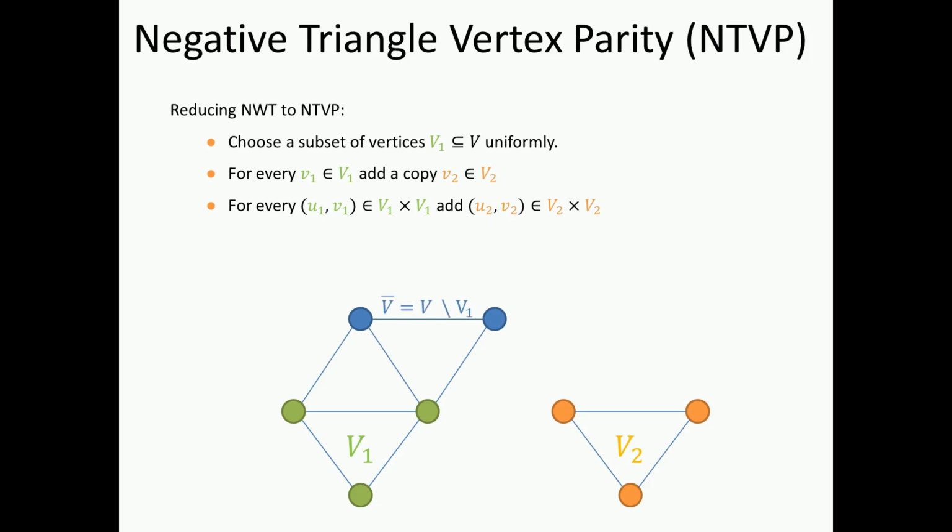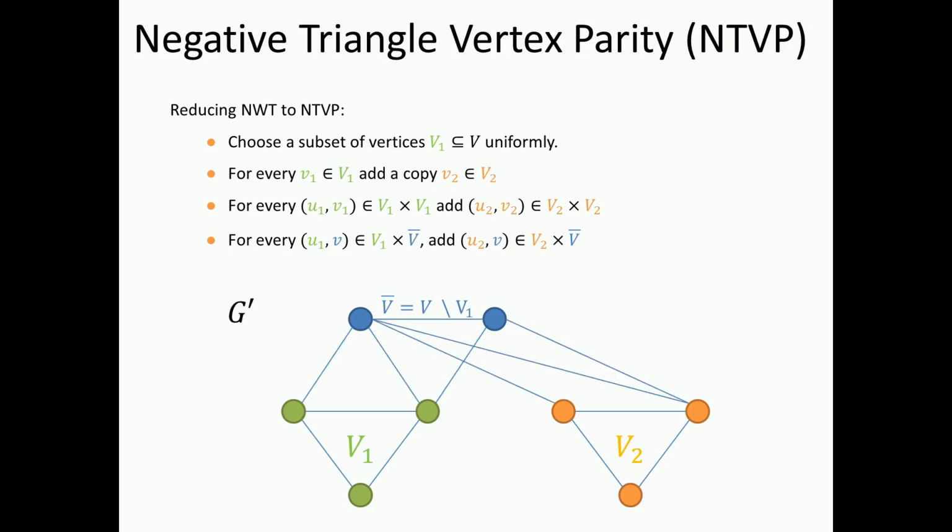Next, we define V complement to be all the vertices in the original graph that are not in V1, and we mark them in blue. Then for every edge U1V, we add the edge U2V, where U1 is in V1, U2 is the copy of U1 and V is in V complement. So here we have the edges, and this is the final graph of the reduction, which we call G prime.